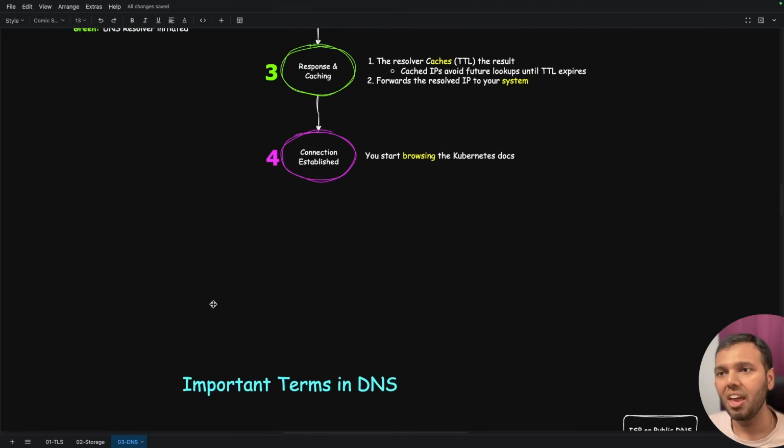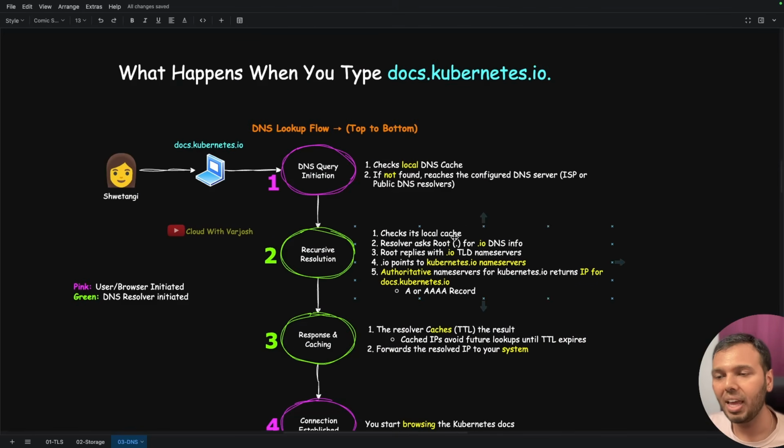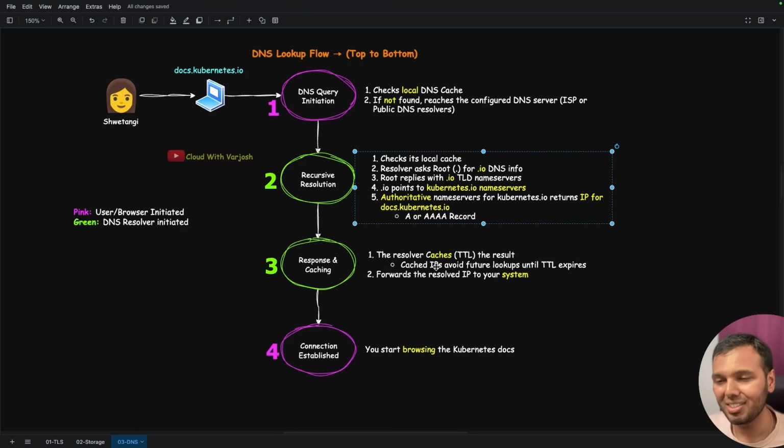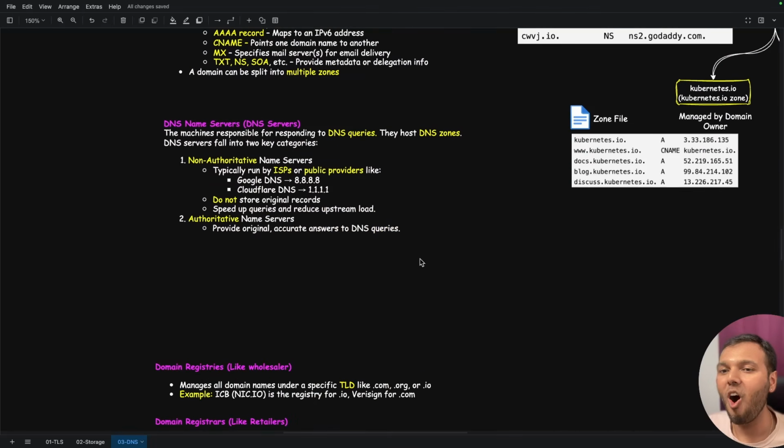For example, if my ISP had the answer for the IP address of docs.kubernetes.io, then that would be cached information. That is a non-authoritative response, because this name server, my ISP, is not authoritative for kubernetes.io. Why is it not authoritative? We will see that when we discuss the definition of authoritative name servers. Authoritative name servers provide original, accurate answers to DNS queries.